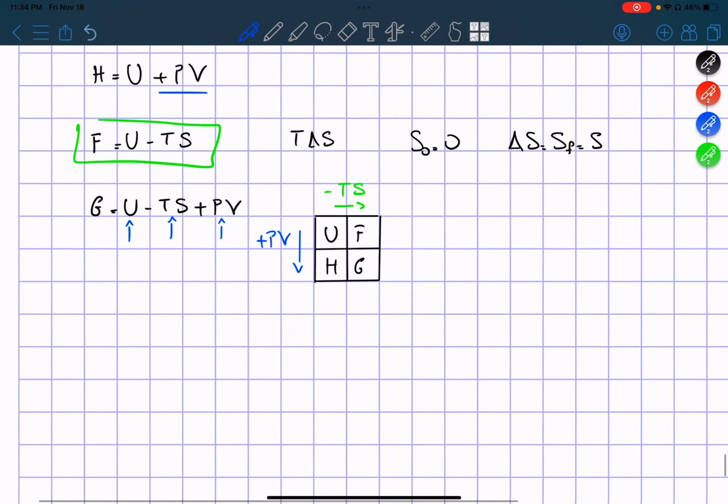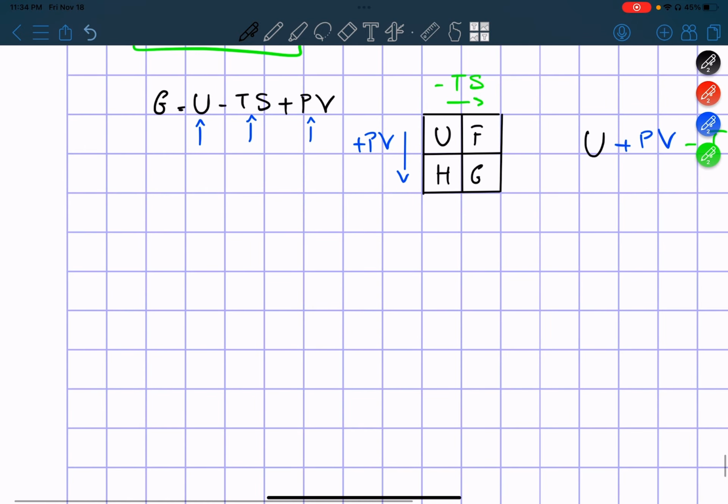So if you think about this, if you go down and then right, so you have U and then you go down, so plus PV, and then right, minus TS, you end up with G, exactly like in our table. It's a quick trick to remember how all these relationships work in a table, and these four functions together are called thermodynamic potentials.